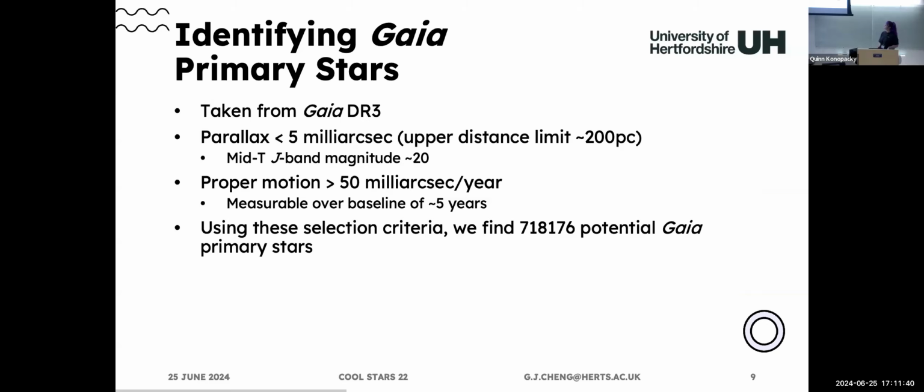So our list of potential primary stars came from Gaia DR3. We set a parallax limit of less than 5 milliarcseconds to make sure that our upper distance limit wouldn't be too far away, where a mid-T type object on average will be at the VHS detection limit. We also required the proper motion to be greater than 50 milliarcseconds per year so that we could measure it over a baseline of around 5 years.